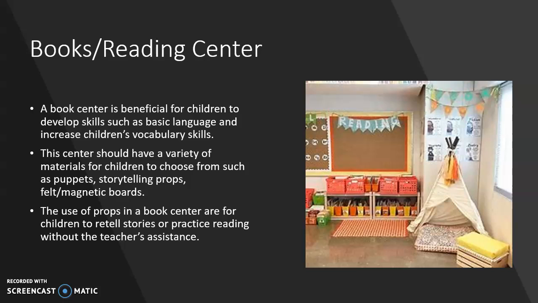Next, I have the Books and Reading Center. A book center is beneficial for children to develop skills such as basic language and increase children's vocabulary skills. This center should have a variety of materials for children to choose from, such as puppets, storytelling props, felt, and magnetic boards. The use of props in a book center are for children to retell stories or practice reading without the teacher's assistance.